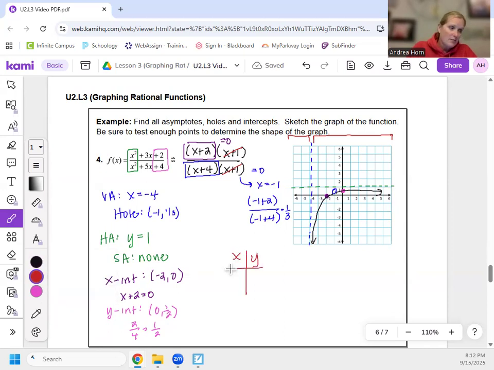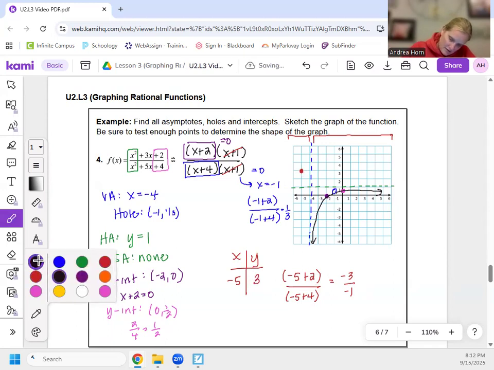So I'm going to pick a point to plug in for the left side. I'm going to pick -5. And again, you can plug this into the original equation, you can plug it into the factored form, or you can plug it into the simplified factored form. I like to do the simplified factored form. So -5 plus 2 over -5 plus 4. I'm going to end up with -3 over -1. In other words, just 3. So -5, 1, 2, 3. So that's enough for me to know that my curve is right here.